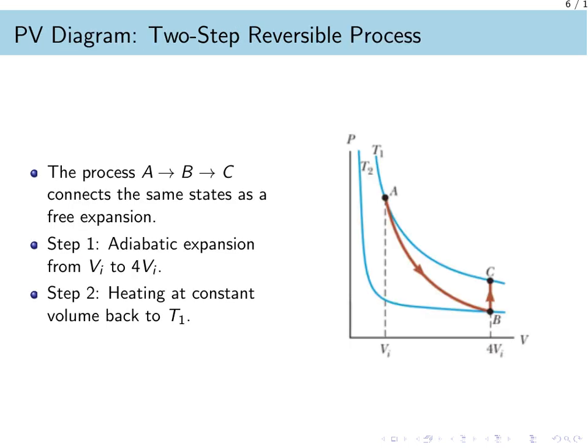The pressure-volume diagram shown here illustrates the two-step reversible process we just discussed. Point A represents our starting state. The red curved line from A to B shows the adiabatic expansion, where the volume increases to 4 times its initial value and the temperature drops from temperature 1 to temperature 2. Then, the vertical line from B to C shows the heating process at a constant volume that brings the gas back up to temperature 1. This path connects the same initial and final states as a free expansion, confirming that the entropy change remains the same.